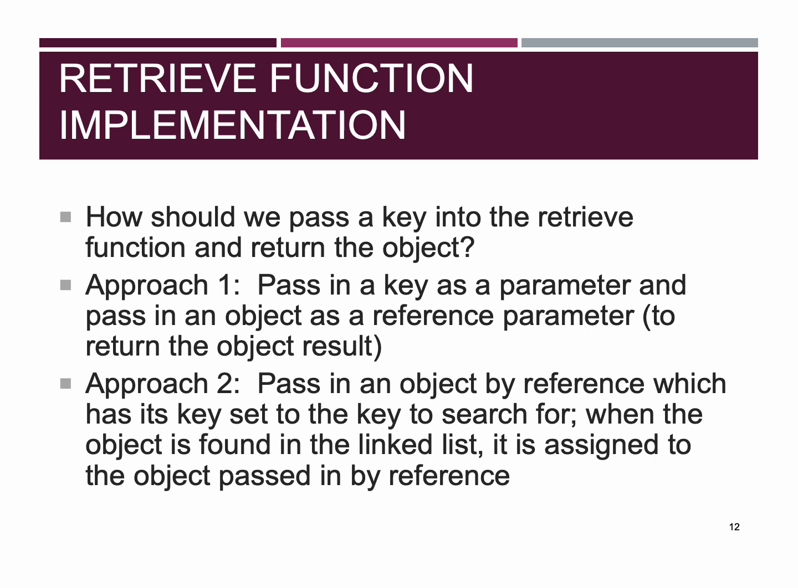The retrieve function will search for this key in the linked list, and once the object with the matching key is found, it will be assigned to the object passed in by reference. Both approaches allow us to efficiently search for and retrieve an object using its key, but they differ in how we handle the object and key parameters. The choice between these approaches often comes down to how we want to handle memory and object management in our application.